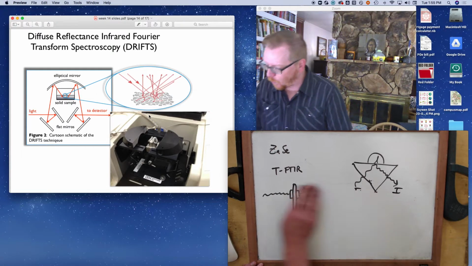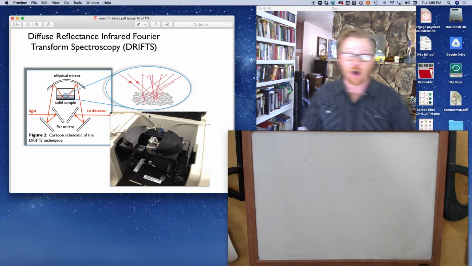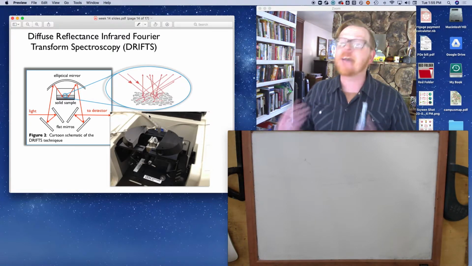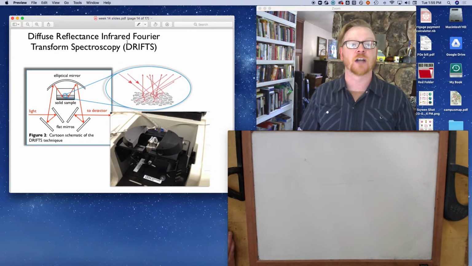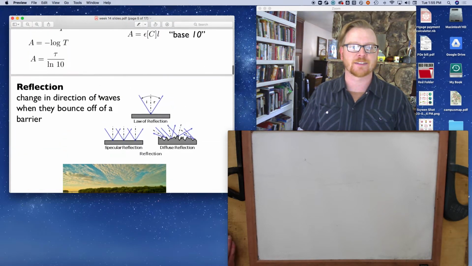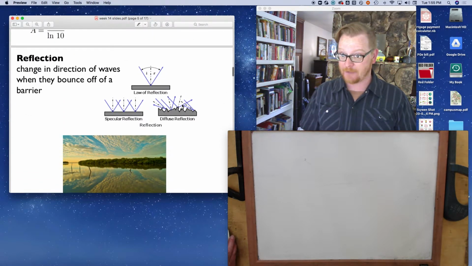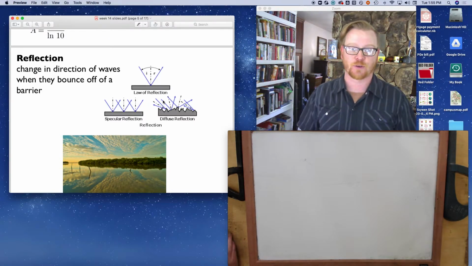There's one more famous type of FTIR accessory that I'm going to talk about, and that's called a DRIFTS accessory. DRIFTS stands for diffuse reflectance infrared Fourier transform spectroscopy. So recall, diffuse reflectance is this, right? It's where you have a roughed surface and the light scatters in all kinds of different directions, okay?